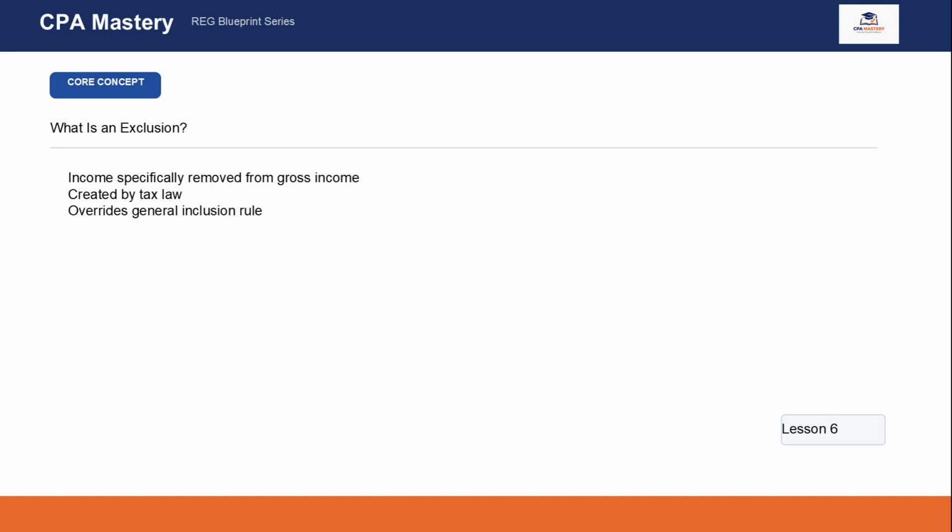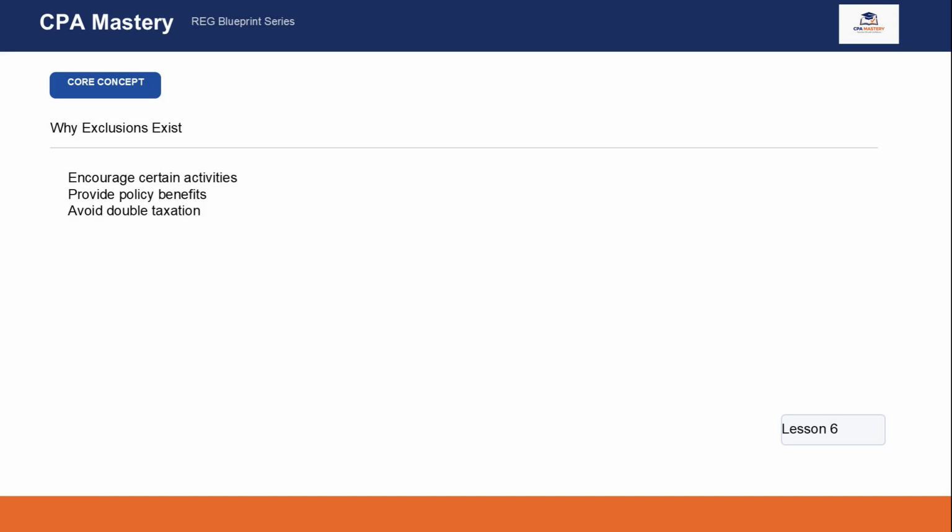An exclusion is a type of income that the tax code specifically removes from gross income. Even though a taxpayer may receive economic benefit, Congress has decided that certain types of income should not be taxed. Because gross income is defined broadly, exclusions must be specifically written into the tax law. For the CPA exam, it is helpful to remember that income is generally taxable unless a rule clearly excludes it.